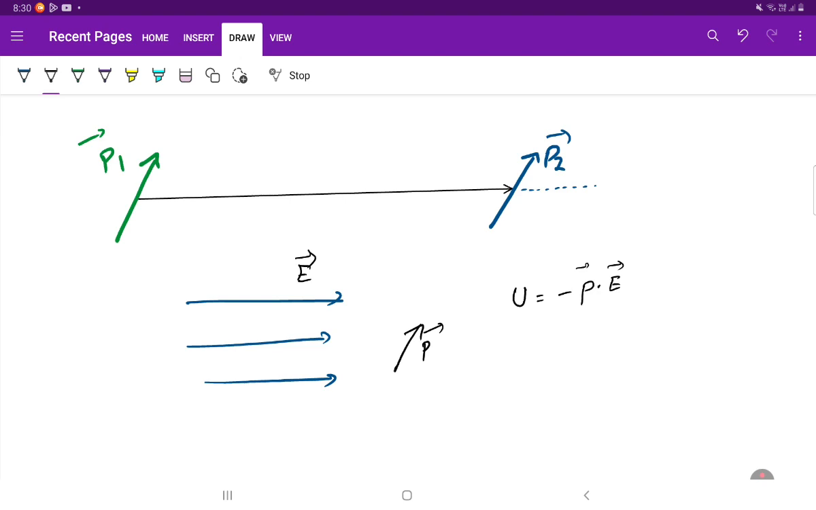Because when p vector and E vector are parallel, this implies that the positive charge of the dipole... We can represent the dipole as a separation of positive and negative charge. Observe that the positive charge will be pulled along by the electric field, and the negative charge will be pulled opposite by the electric field. So I hope you get it. This is the basic formula you can see in H. C. Verma.